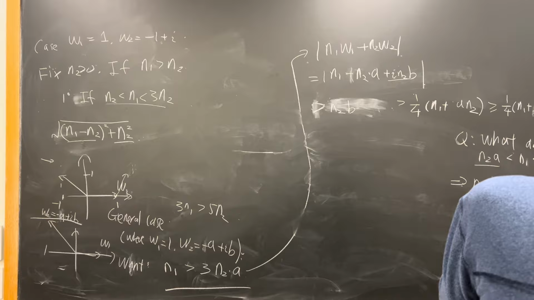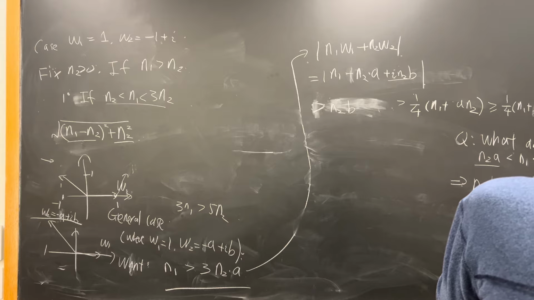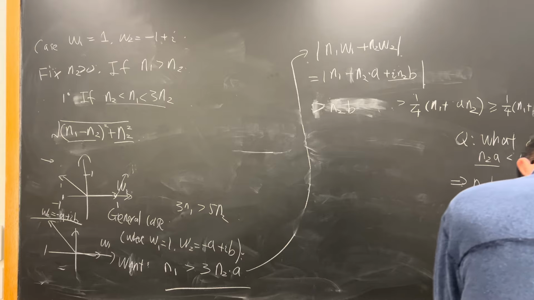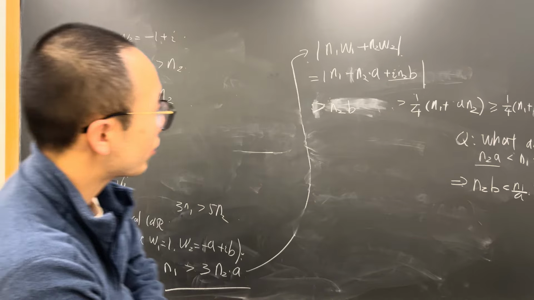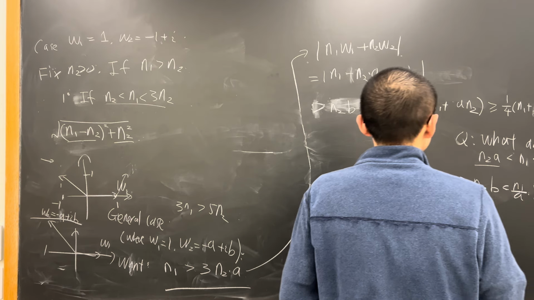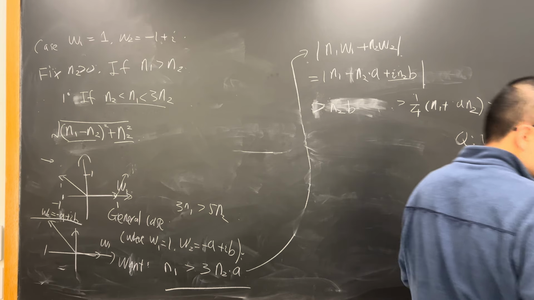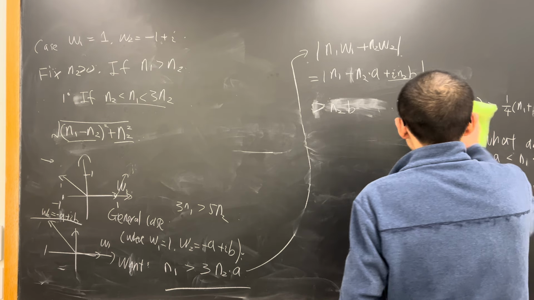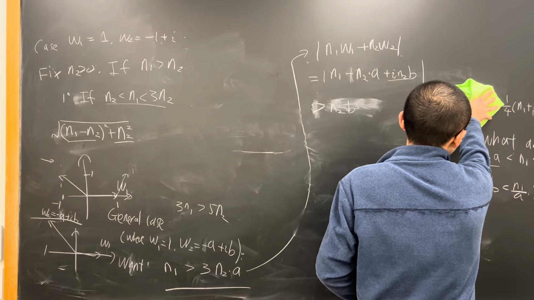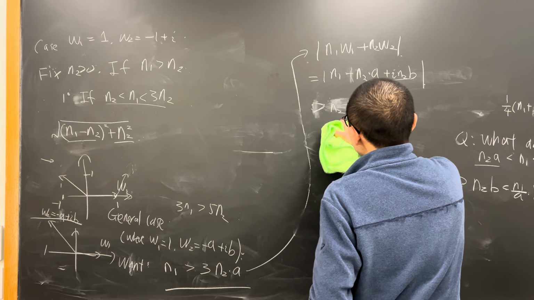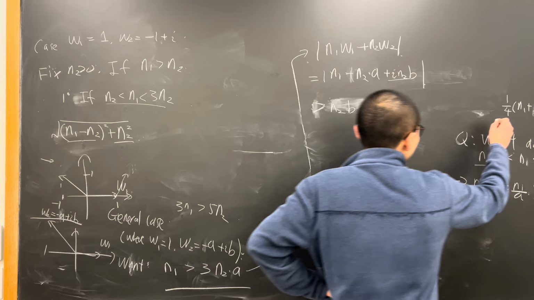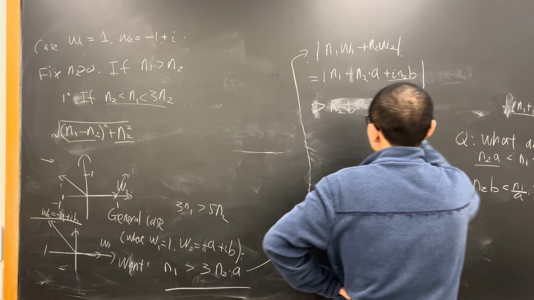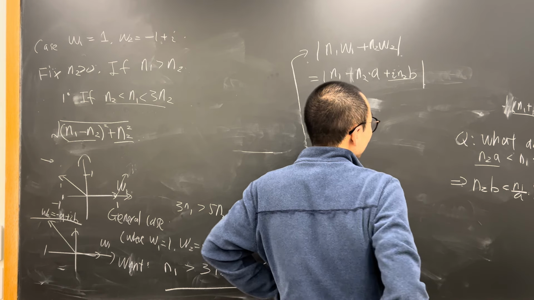What constant do we like to choose here? What we want is to have this n1 plus n2. So what we are aiming for is something times this n1 plus n2, right? That gives us a lower bound, right? So something times this n1 plus n2 that's lower than this n2b, right?